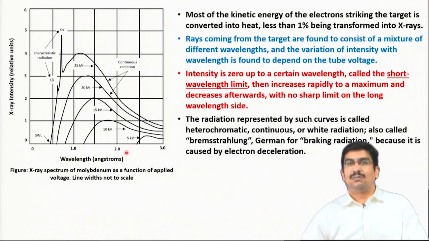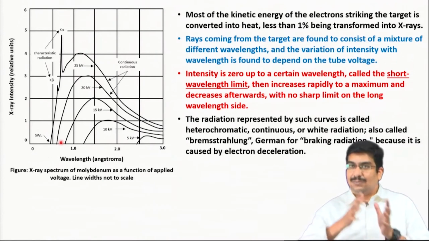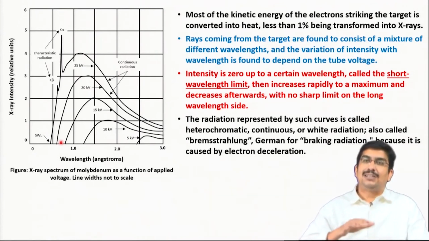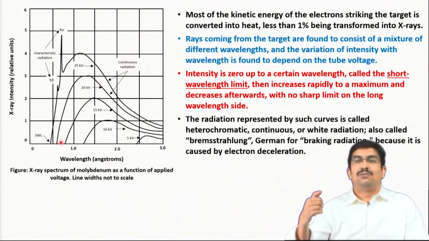So, even if we go to a very high wavelength, the intensity is never 0, but on the shorter side, up to a certain wavelength, the intensity is 0. The wavelength up to which the intensity of this X-ray beam is 0 is called the short wavelength limit. Only after that do we start getting a measurable intensity of the X-ray beam.